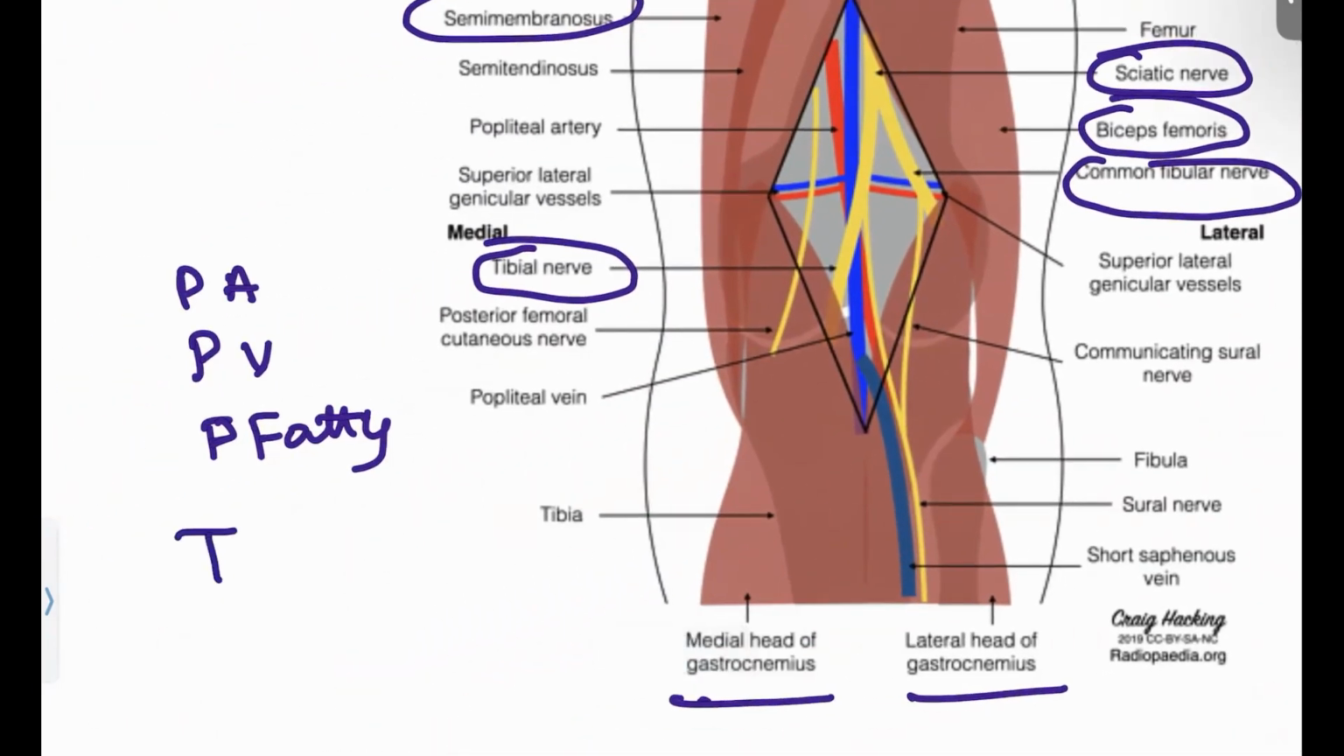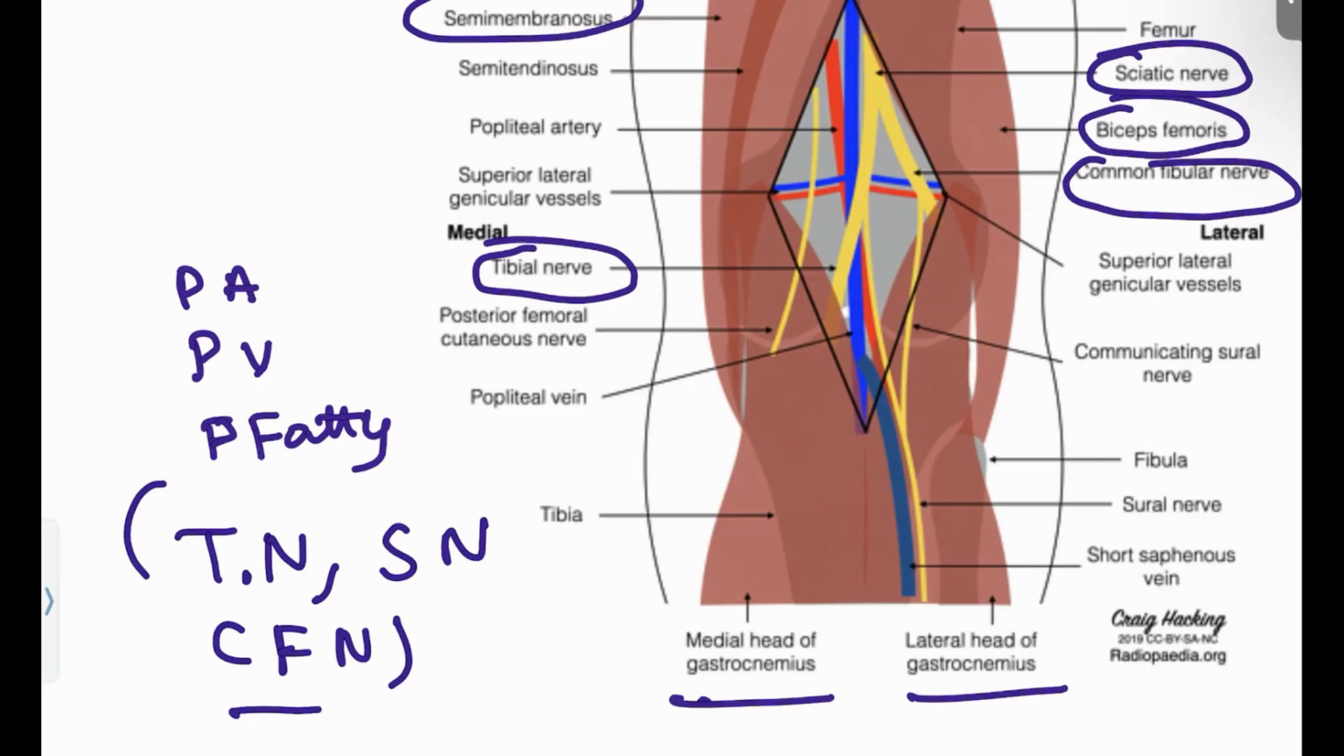What are those again? Recall along with me. Tibial nerve, sciatic nerve, and also common fibular nerve. Okay, these three nerves are passing through the popliteal fossa.